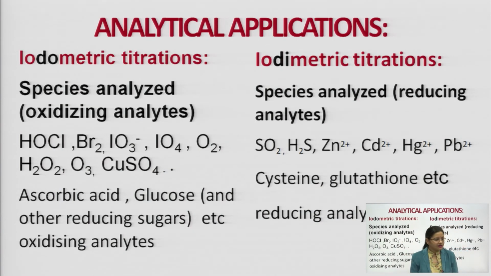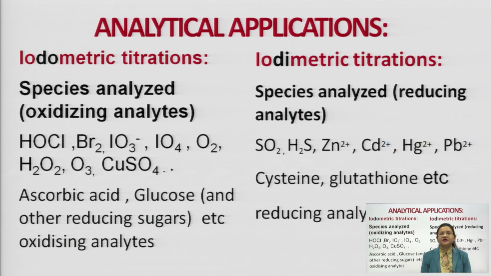Now, analytical applications. Iodometric titrations are applied to oxidizing analytes, especially as I told you earlier. For example, ascorbic acid, glucose, other reducing agents, etc. And oxidizing analytes: bromide, iodate, H2O2, copper sulfate. Then iodometric titrations are applied to most of the reducing agents and reducing analytes, for example, cysteine, glutathione, etc., other reducing analytes. So these are the applications.